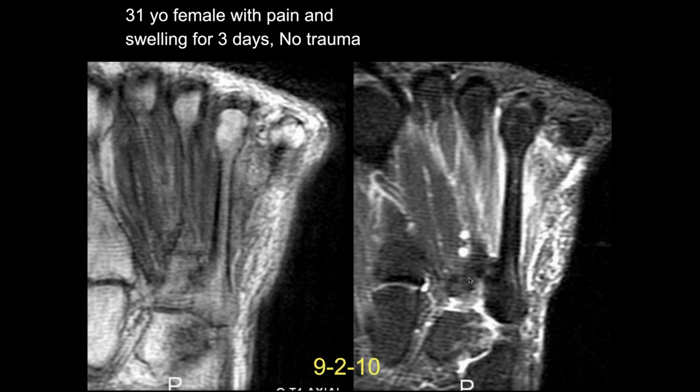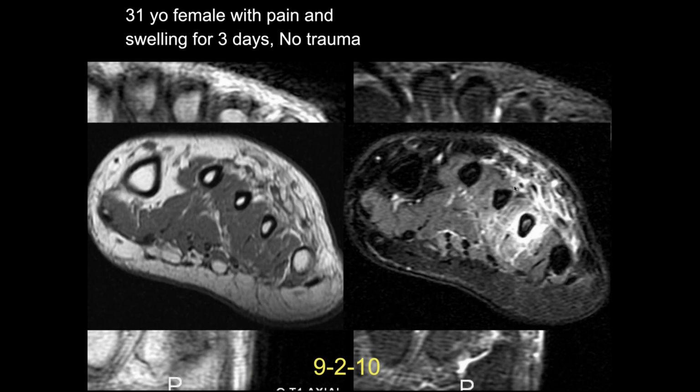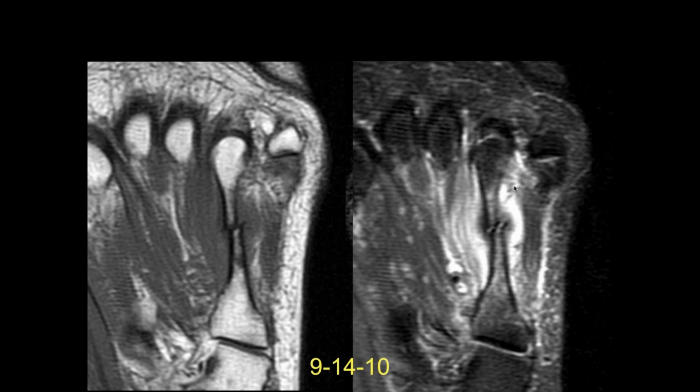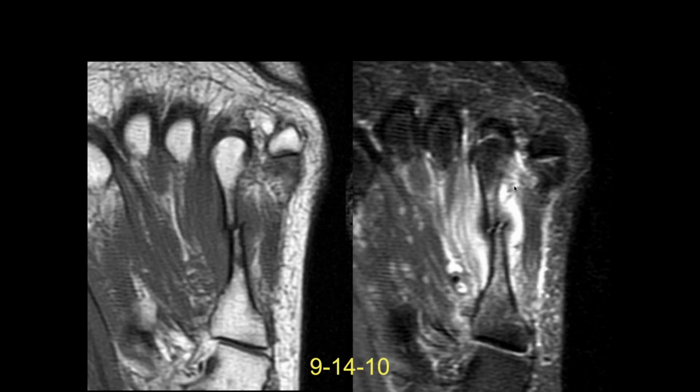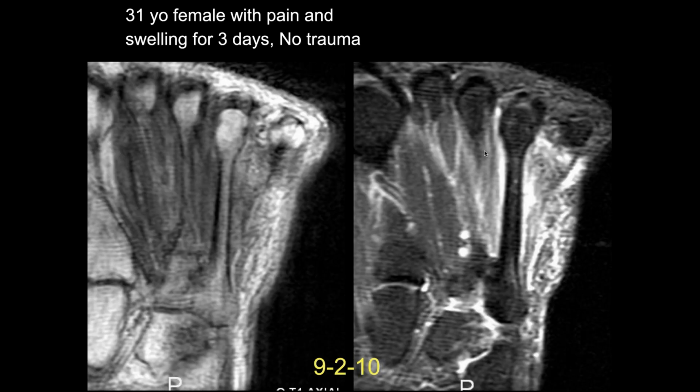Okay, Ashu. So 31-year-old female with pain and swelling for 3 days, no trauma. This is on September 2nd. We see some, especially on the T1s, low T1 signal of the fourth metatarsal, some increased soft tissue edema. I don't see a fracture. Yeah, you can see that soft tissue edema extending to the muscles. Okay. And now, this is 12 days later. Yeah, so I'm guessing they didn't stay off of it, and it developed into a fracture of the mid fourth metatarsal.